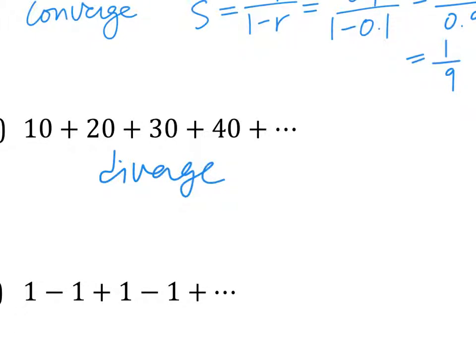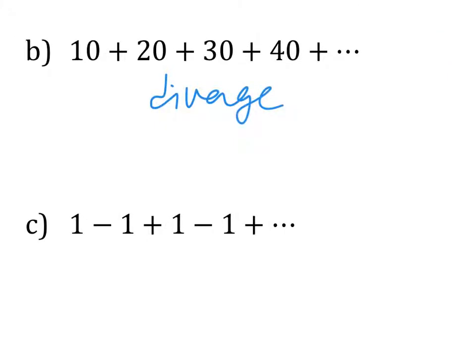Converge or diverge? How many people think converge? How many people think diverge? Oh, diverge. Yes, it does diverge. Why? You go back and forth between what? 1 and 0. It oscillates between 1 and 0, 1 and 0, 1 and 0, so this diverges. There's no definite sum.